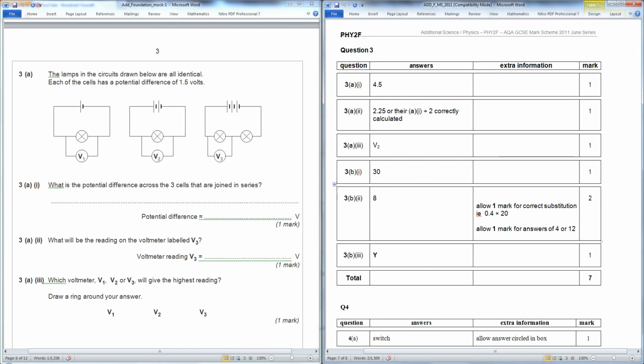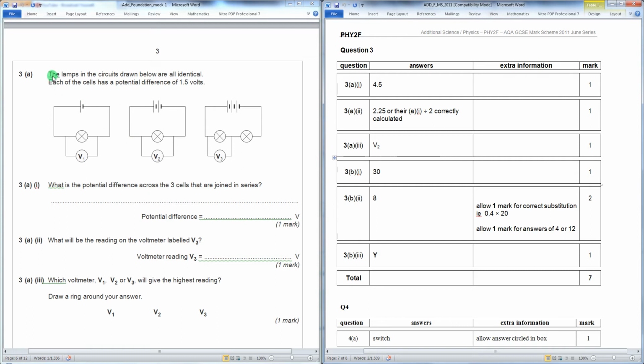Question 3 deals with electric circuits, and the first part is about potential difference or voltage. Key thing to remember here is that the words voltage and potential difference are pretty much interchangeable as far as these questions are concerned. So when you see voltage, you can think potential difference. When you see potential difference, you can think voltage.